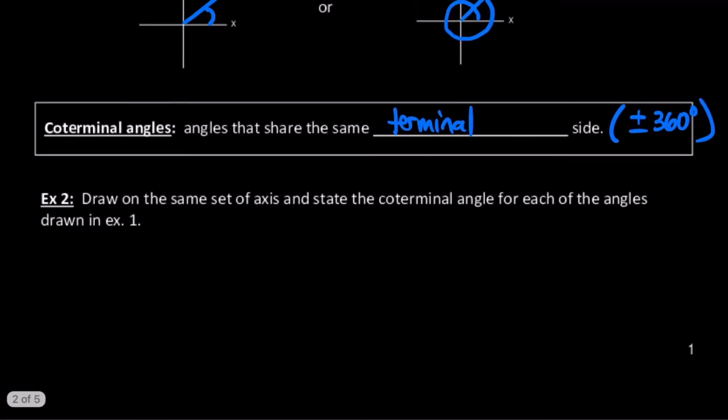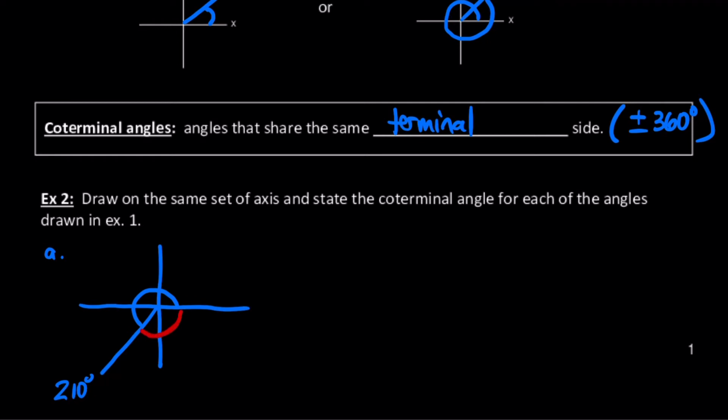All right, example 2. Draw on the same set of axes and state the coterminal angle for each of the angles drawn in example 1. But we don't need to do each one. Let's just take the angle from 1A first. That was 210 degrees. So that right there is 210 degrees. I went that direction. So I'll use different colors here to illustrate what we could do. Well, I could also go that direction. How would you calculate that angle? 210 degrees minus 360, which gives you negative 150. So that red angle right there is negative 150.